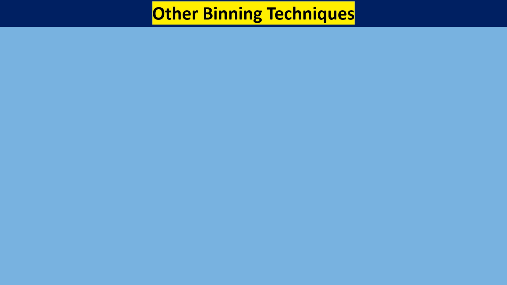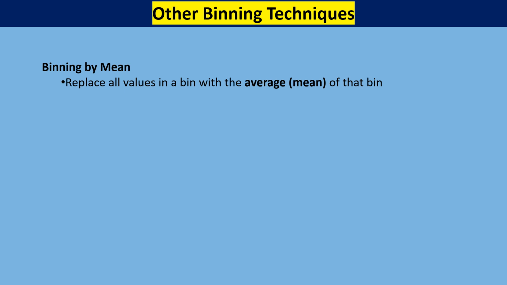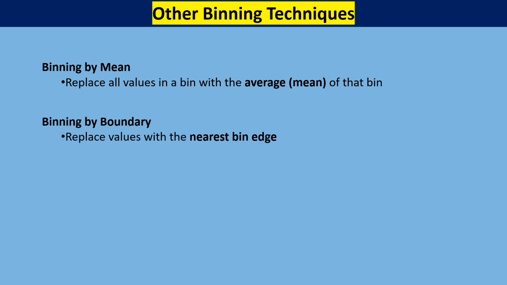Other binning techniques. Binning by means replaces all values in a bin with the average mean of that bin. Instead of keeping the original numbers, we replace each value in a bin with the average of that bin. This smooths the data. Binning by boundaries replaces values with the nearest bin edge. We replace each value with the nearest bin edge. So if a value is closer to the lower edge, we replace it with that. Both of these are helpful for reducing tiny variation that might not be important to the overall trend but could confuse our models.